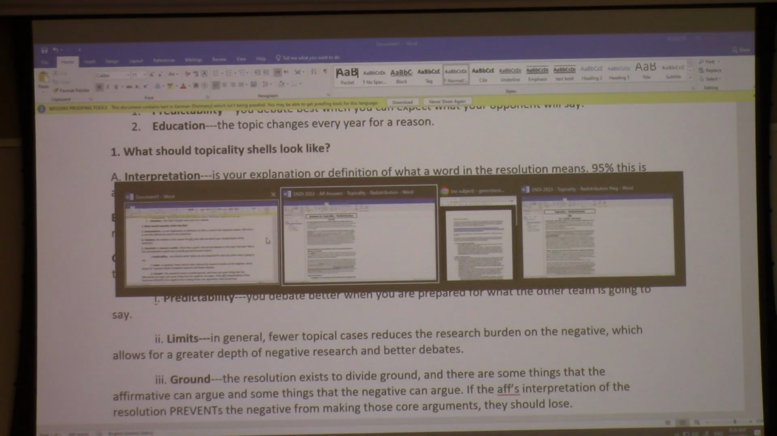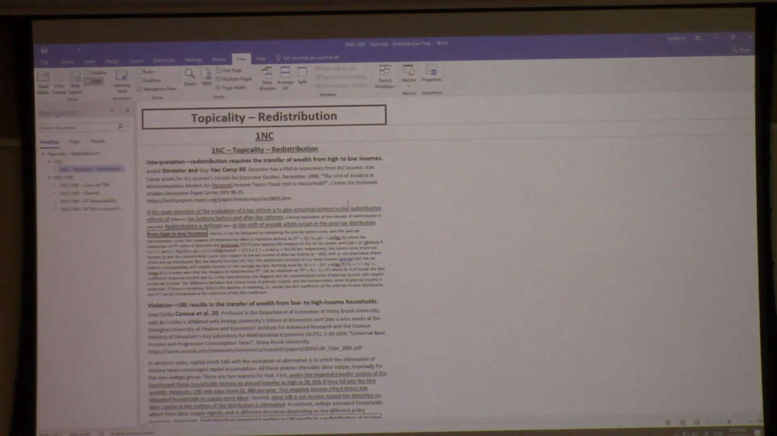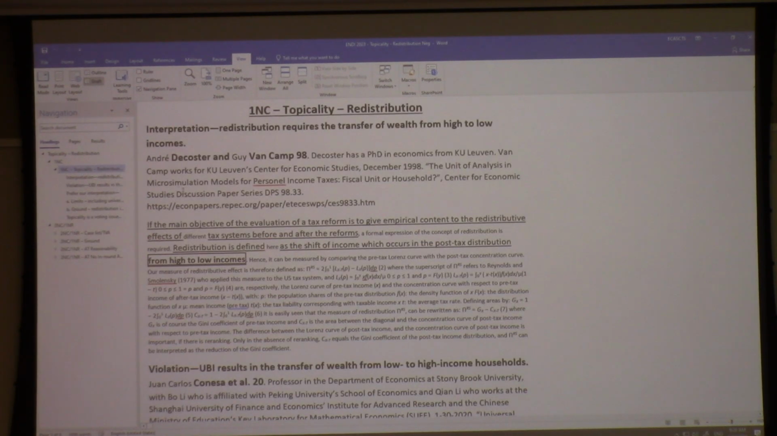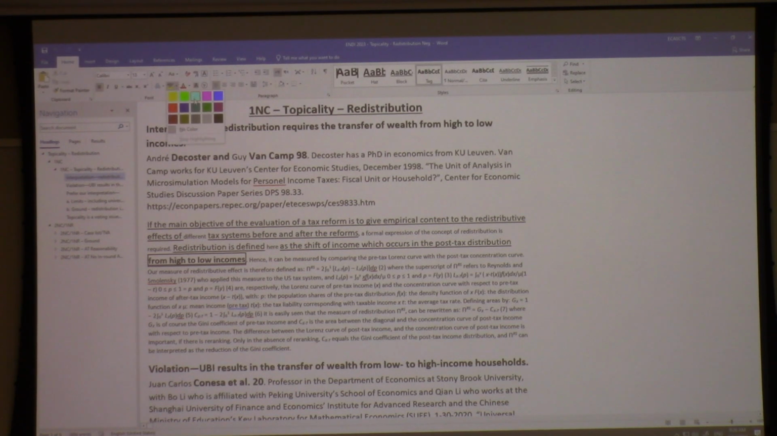So let's talk about this topicality violation. So this shell is structured very nicely, so we can see all the different parts of it clearly on display. So the first part of this shell is the interpretation, right? We have a definition using evidence that defines a certain phrase in the resolution. So which phrase in the resolution is this interpretation contesting or calling attention to?